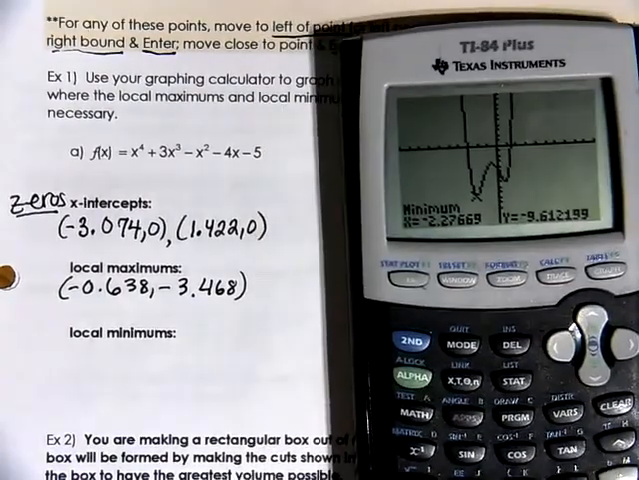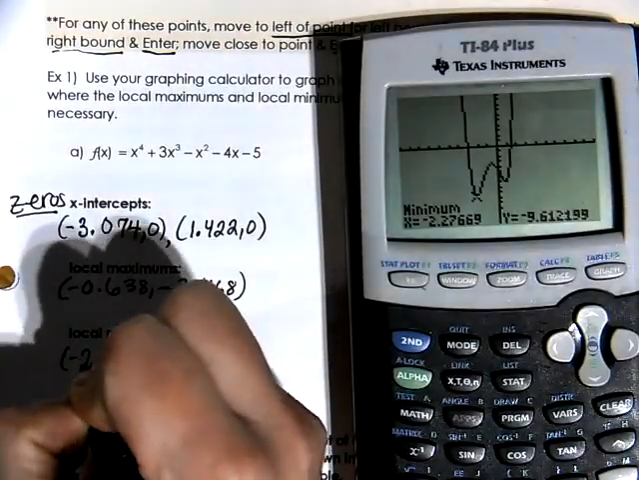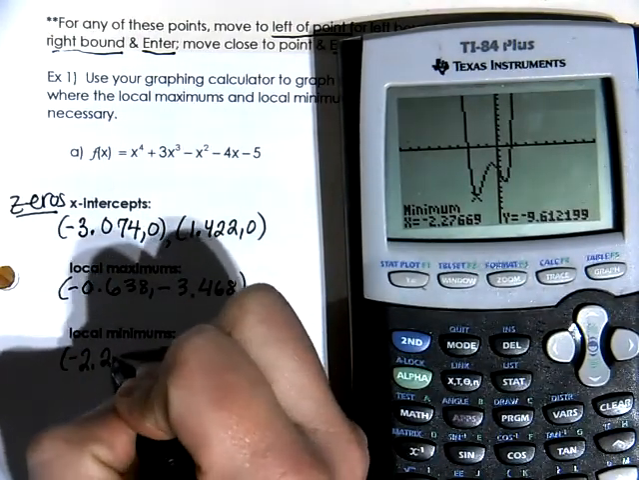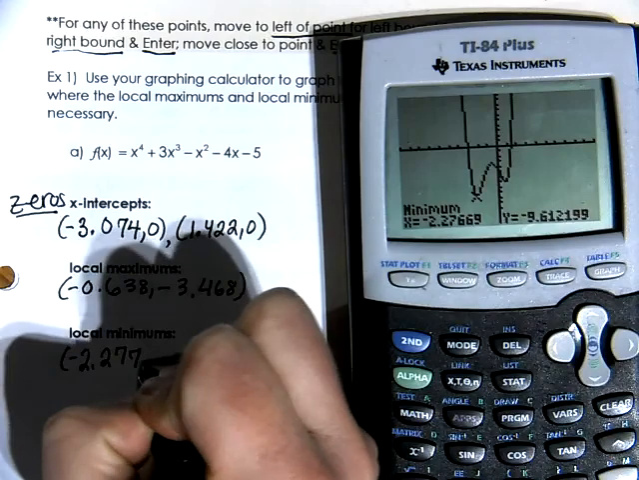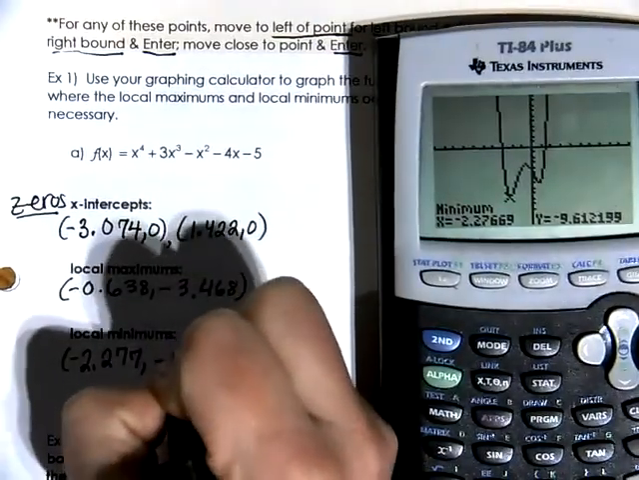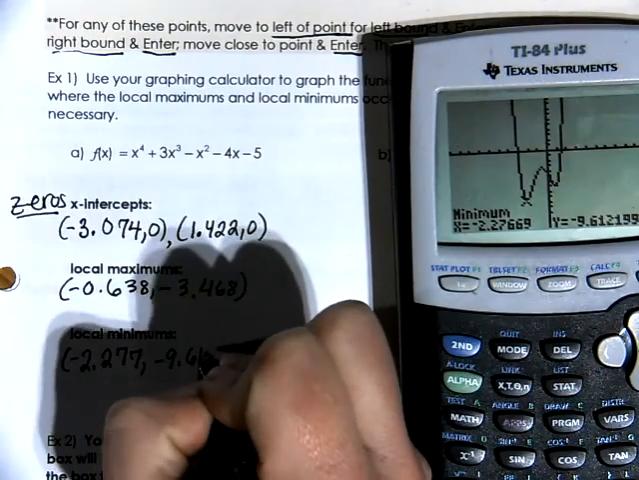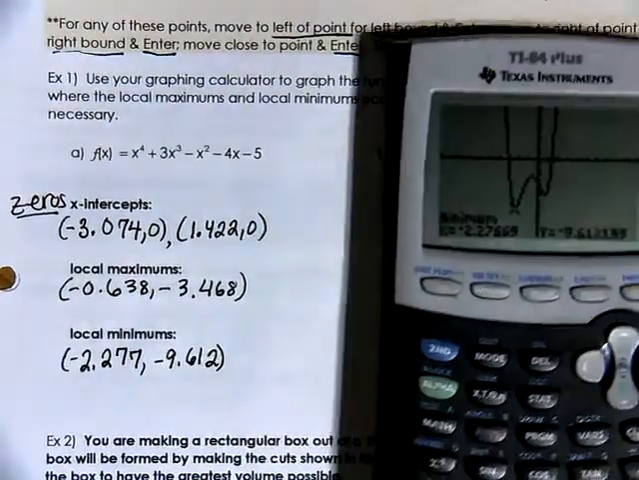And it looks like negative 2.277, comma, negative 9.612 is my first local minimum.